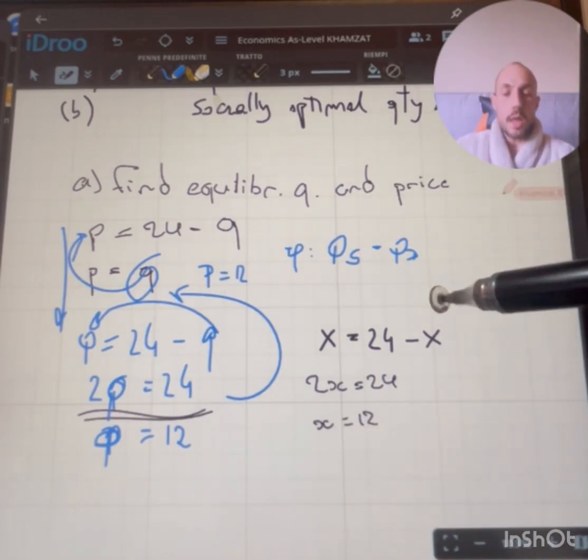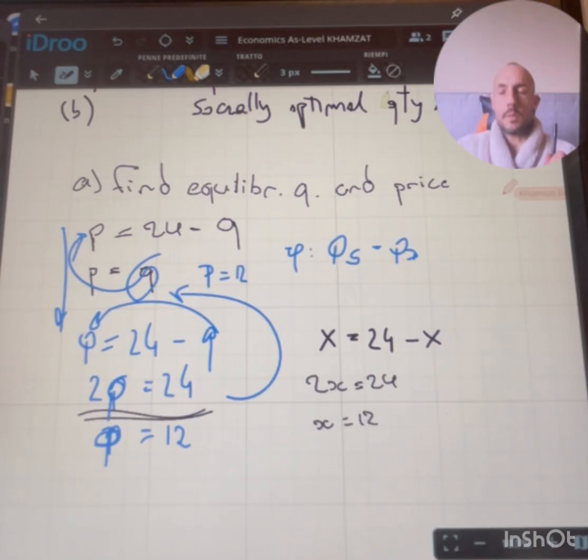Okay, so 12 is the equilibrium quantity and price. So we just write 12 here.